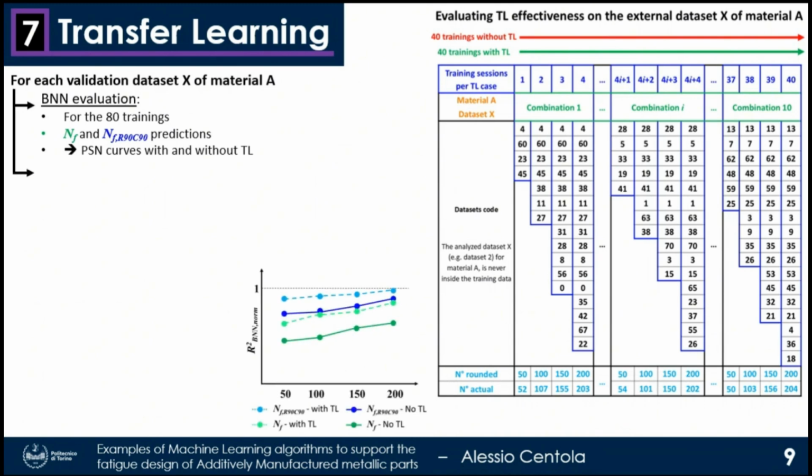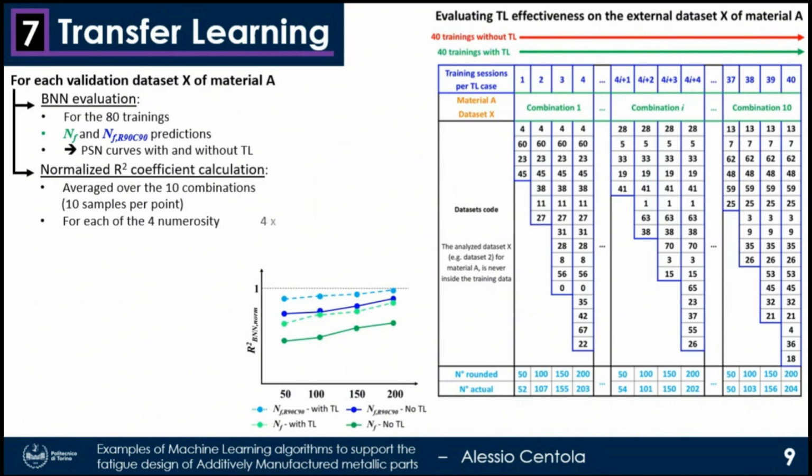And the next thing that we do is that we calculate a normalized R2 coefficient. By normalized, I mean we calculate the R2 coefficient on the Bayesian neural network prediction, and we divide by the experimental one. And this is done and averaged over these 10 combinations. And at the same time, this is repeated for the 4 numerosities, so 50 up to 200, and with and without transfer learning for the R50 and R90 C90 life.